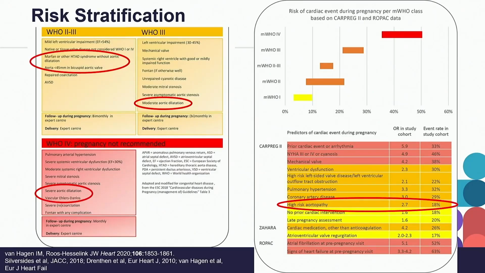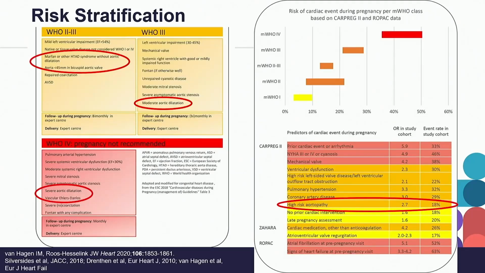And so you can see there that our lowest risk in the WHO 2 to 3 category are the Marfan's, or what they call heritable thoracic aortic disease syndrome, which I always stumble over saying, or patients with a bicuspid aortic valve, which predisposes you to aortic dilation, and an aorta less than 45 millimeters. In your increased risk category is moderate aortic dilation, and then this class 4, very scary category, is severe aortic dilation and also vascular Ehlers-Danlos, which is a very scary thing for so many reasons. We have somebody right now who is waiting to deliver with that. So great.